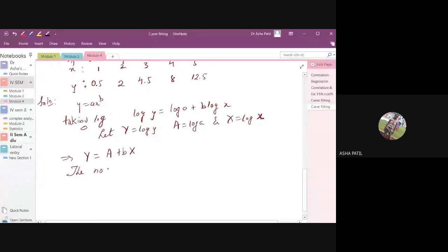Is that y equal to a small x raised to b or capital X raised to b? No, small x. Equation will be in terms of small letters. When you write an equation, it will be in terms of small x.